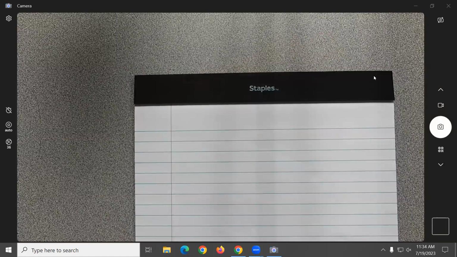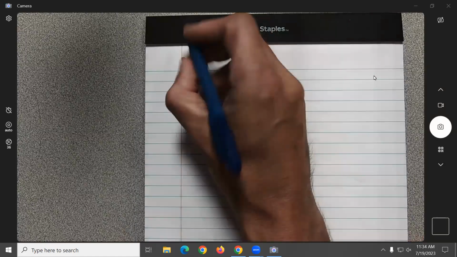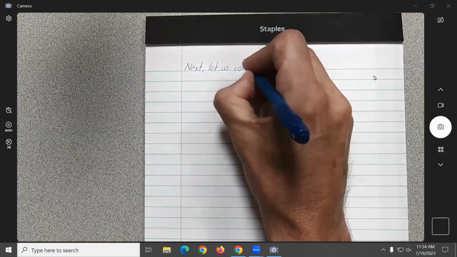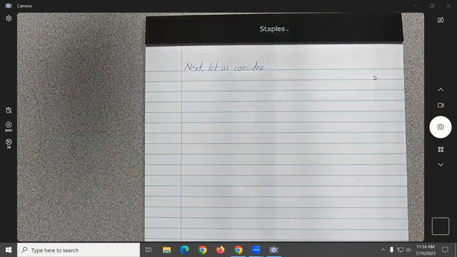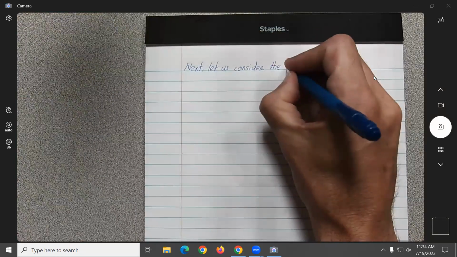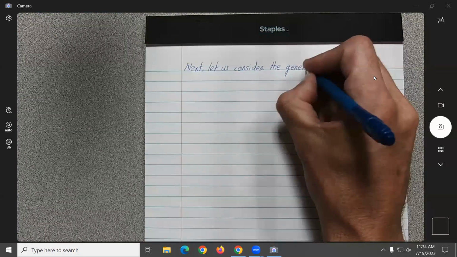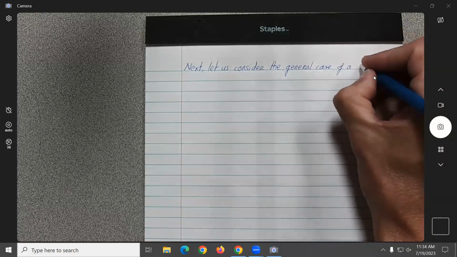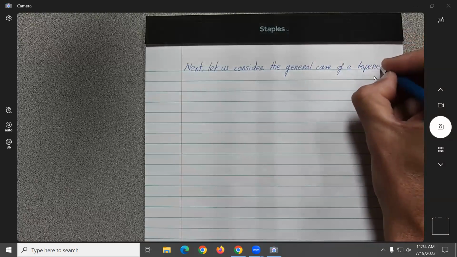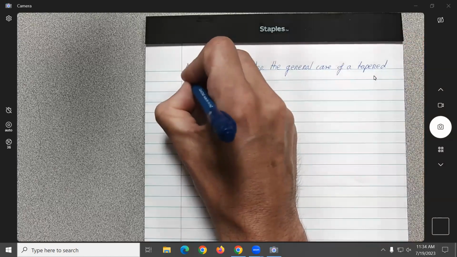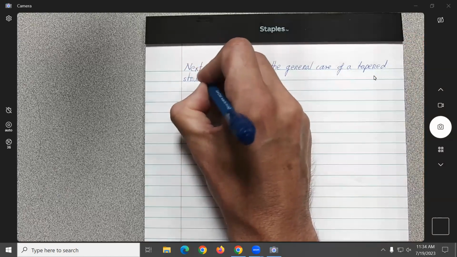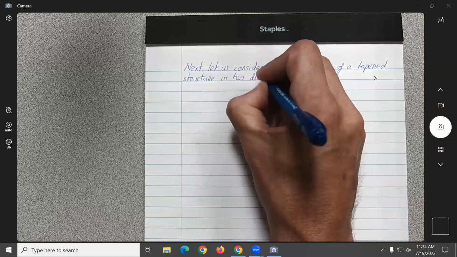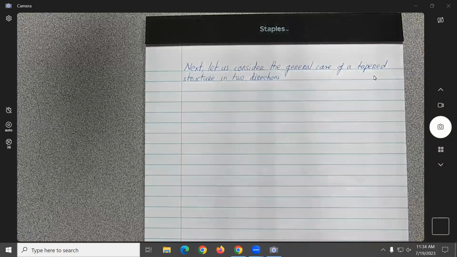Let's go. So basically, next. Let us consider the general case of a tapered structure in two directions. Okay, that's what we were talking about yesterday.